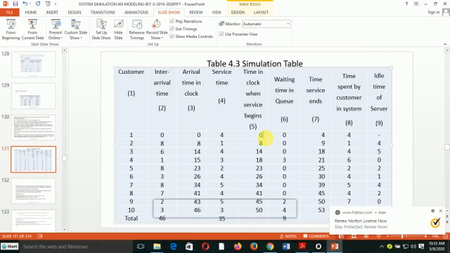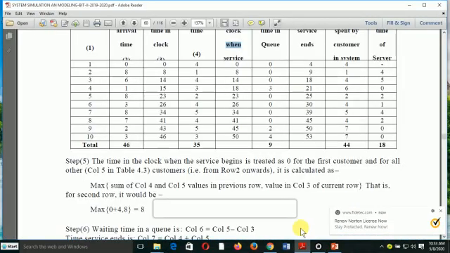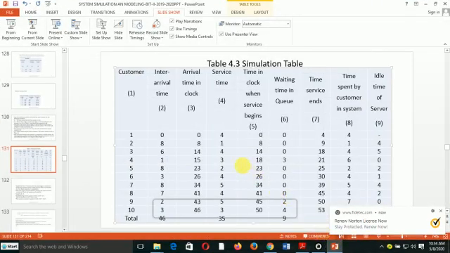For the second one, I can take the service time of this person. What I have to do is the sum of this and this one. But I also have to make a comparison. The sum of column 4 and 5 in the previous row: to get the value when the service begins for the second person, I take the sum of column 4 and 5 in the previous row, and then take the one which is maximum.